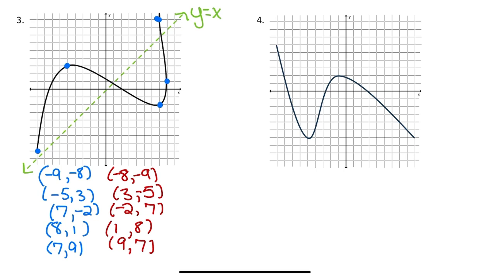So we're going to go to -8 and then down to -9. Then we're going to go to 3 and down to -5, -2 and up to 7, 1 up to 8, and finally 9 to 7. And then you're going to connect your dots in the order that you plotted them. So that went from here over to here. And you can see that it looks like a reflection, so we've done okay.